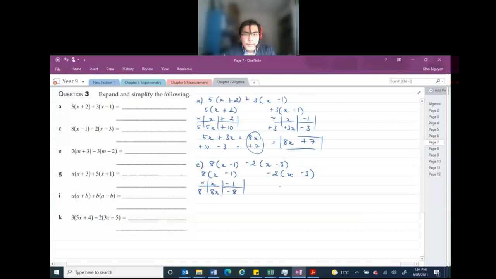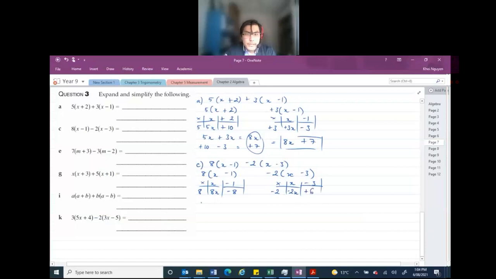Then we have negative 2 on the outside here, x minus 3 on the inside. Multiply them together. Negative 2 times x, negative 2x. Negative 2 times negative 3. Negative and a negative is a positive. 2 times 3 is 6.